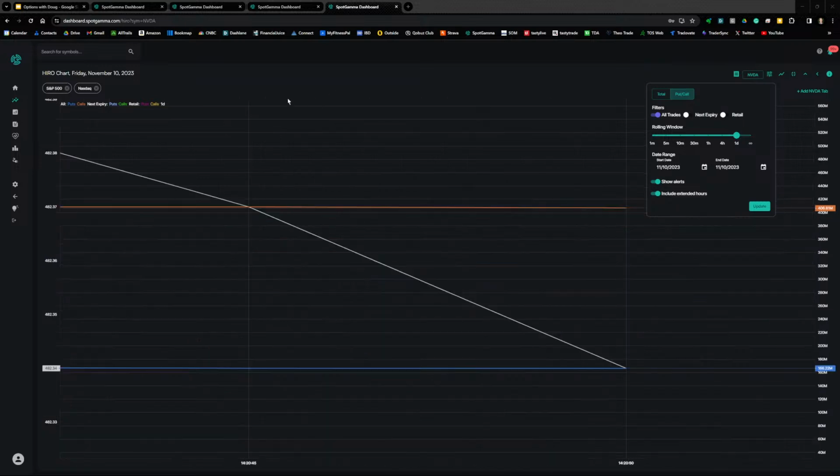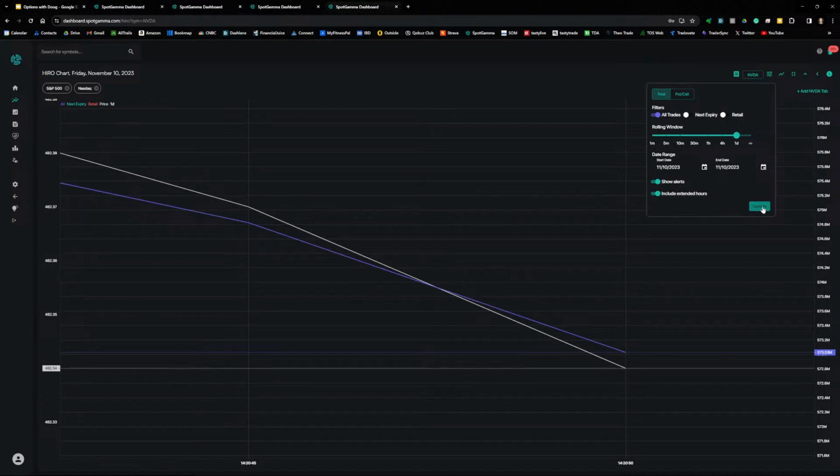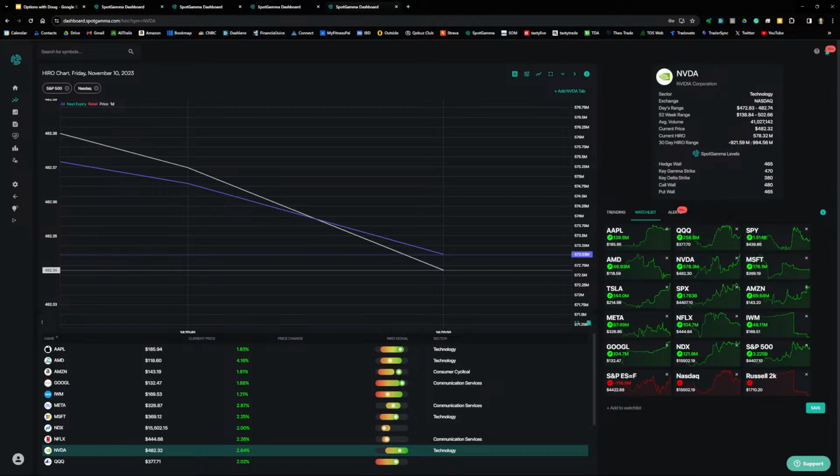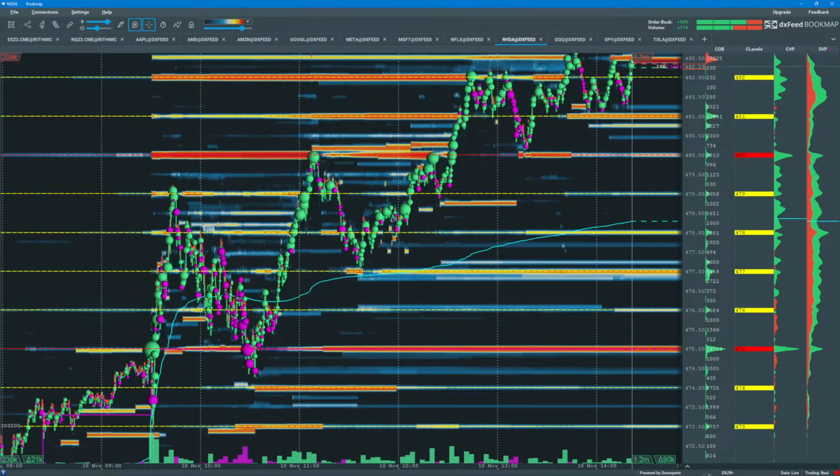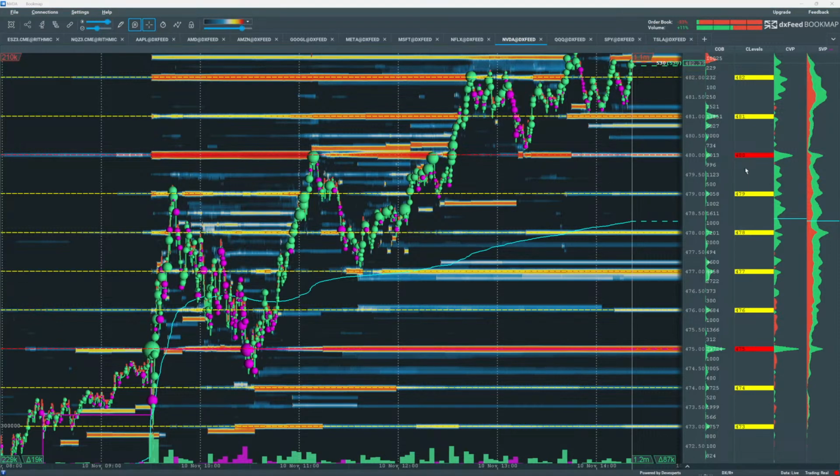All right, so GPN, just go to spotgamma.com for more information. All right, let's take a look at Bookmap, NVIDIA. Here's the call wall. Resistance, resistance, then support. Price continues higher.